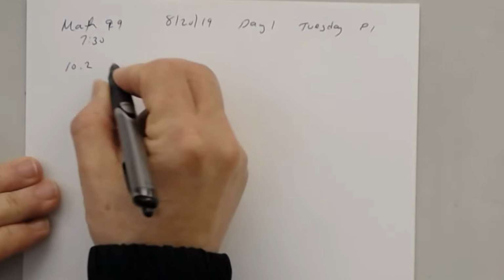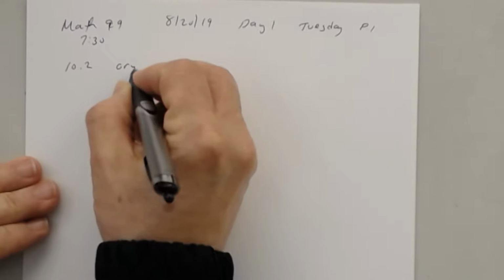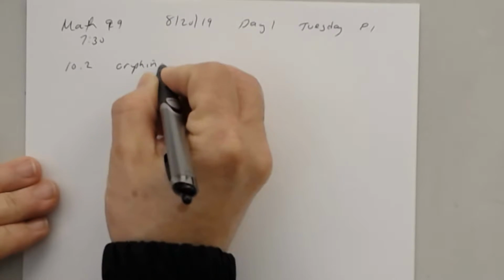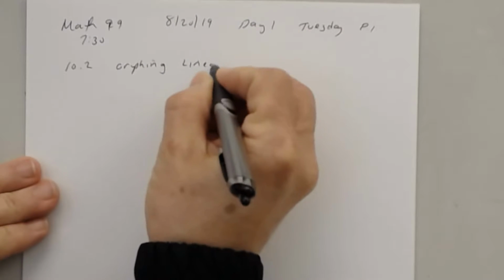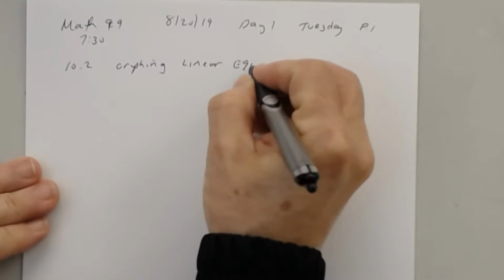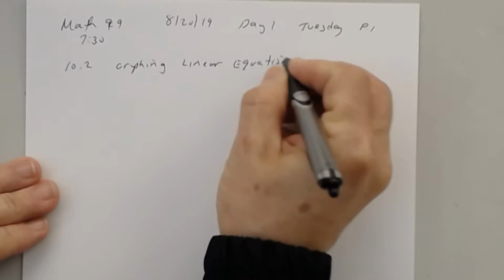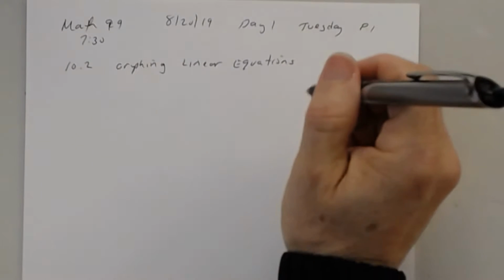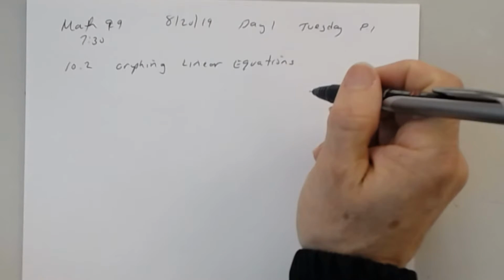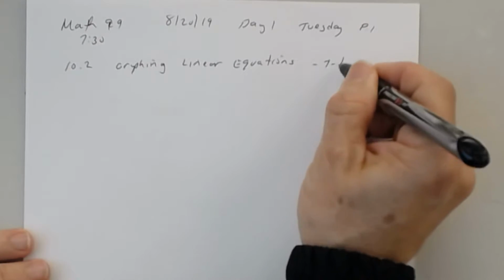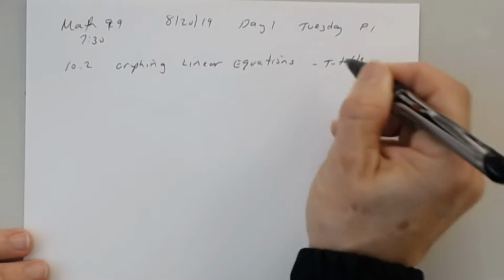All right, section 10.2 talks about graphing linear equations. Now, for the most part, this is something that you had in Math 98, graphing linear equations. And we're going to do this part using a t-table. So when you get your worksheet, it will say use a t-table.